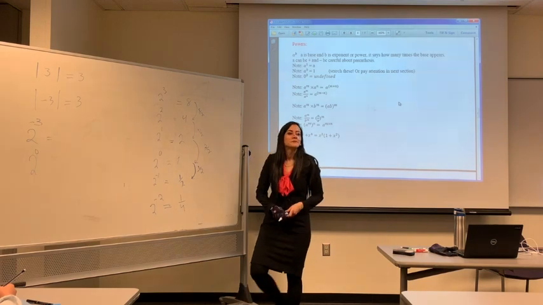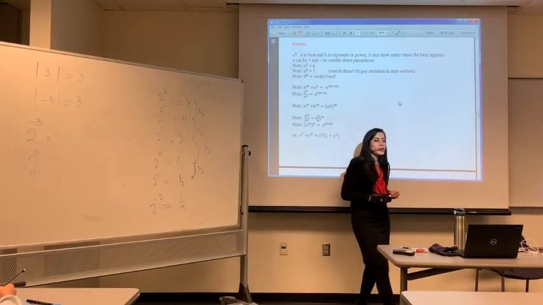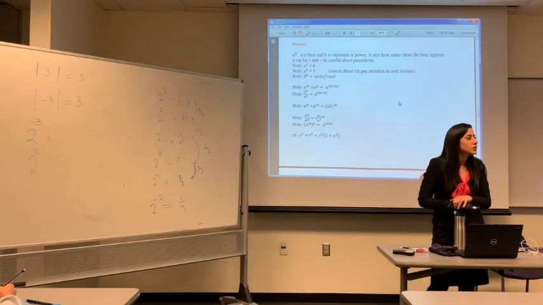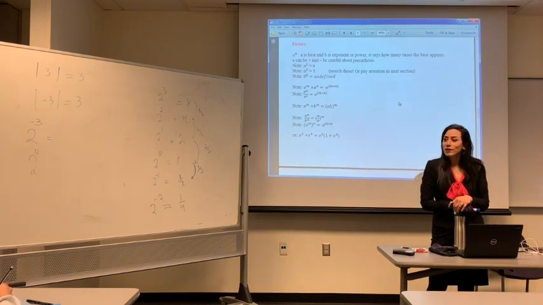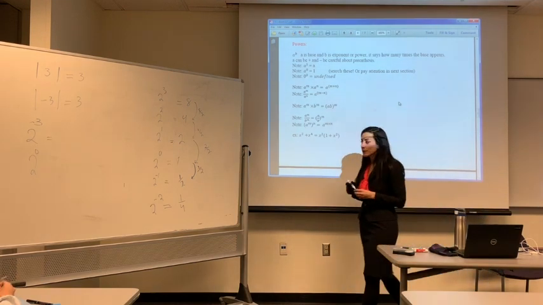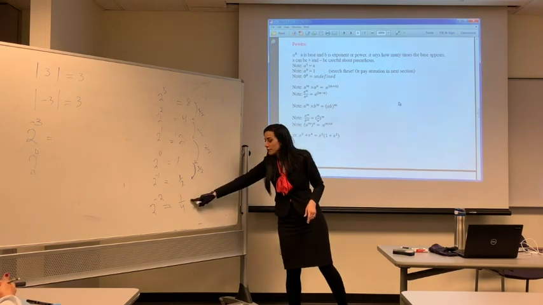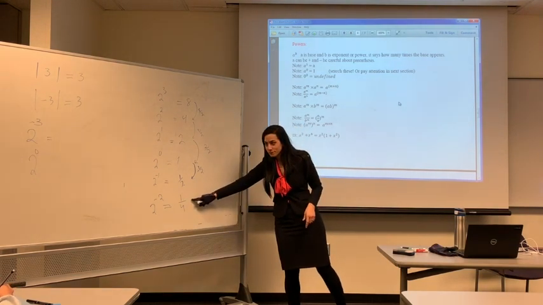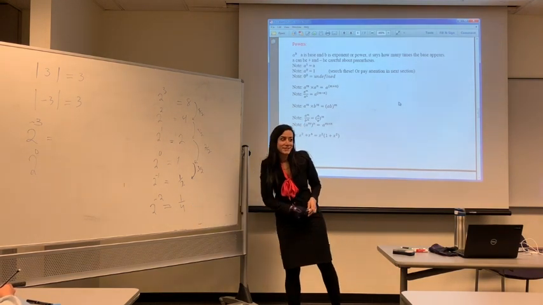1 over 4. Wait, why is it 1 over 4? Because 1 divided by 2 divided by 2 is 1 over 4. Is that correct? Half divided by 2 is 1 over 4. So if you were to do 2 to the negative 3, it would be 1 over 6. 1 over 6. 8. 1 over.